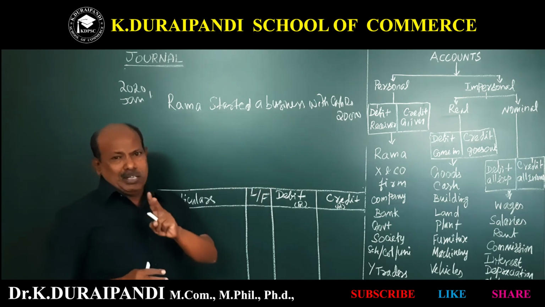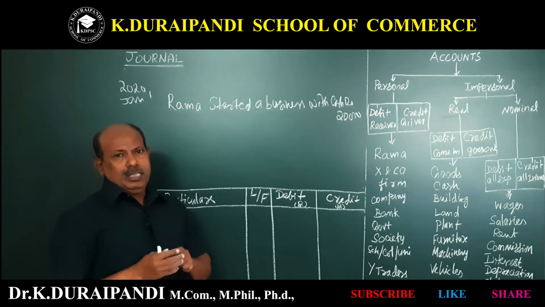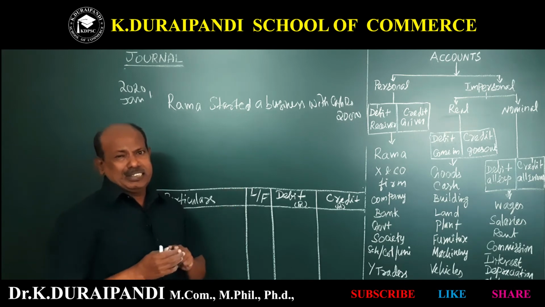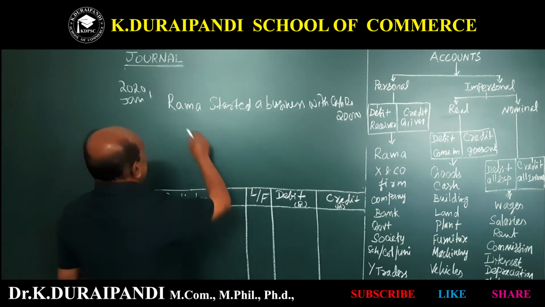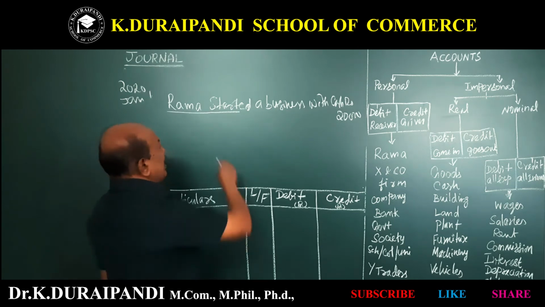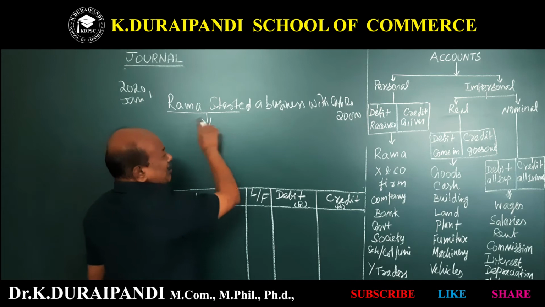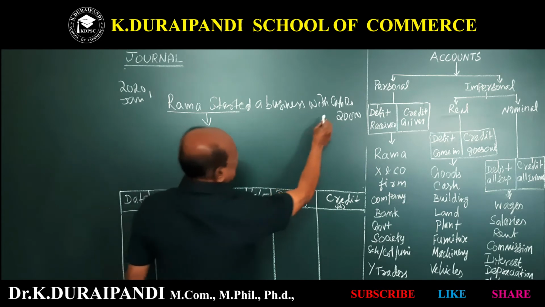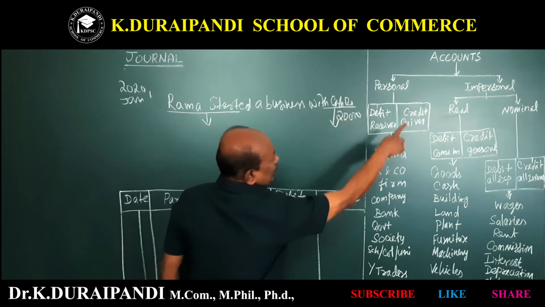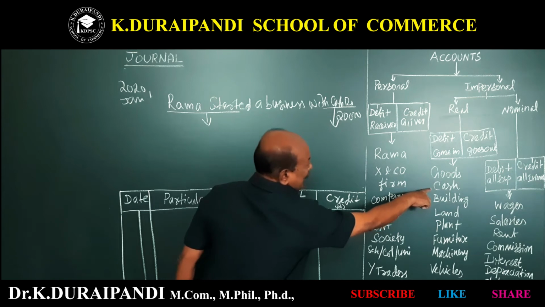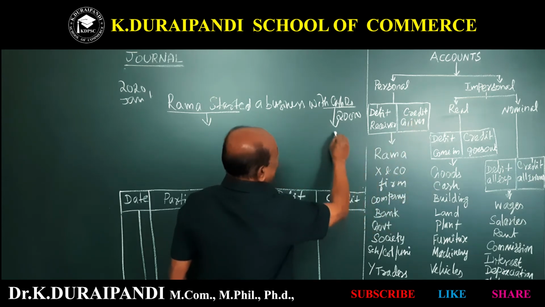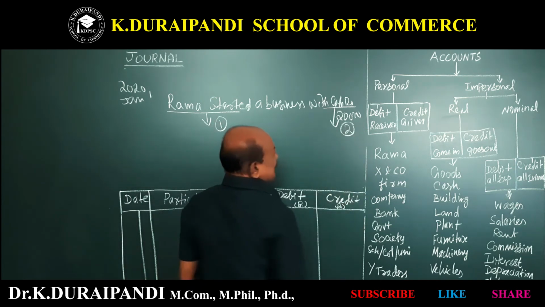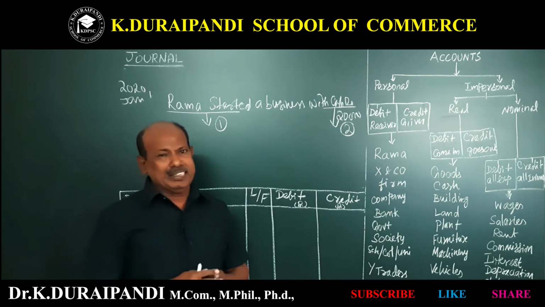We need two accounts to write a journal. Those two accounts we have to trace out in the business transaction. Here, look: Rama started a business. Rama is one aspect, because Rama belongs to a personal account. Then the other aspect is cash, which is a real account. You see here, cash comes under real account. So this is the first aspect in your transaction, and this is the second aspect.